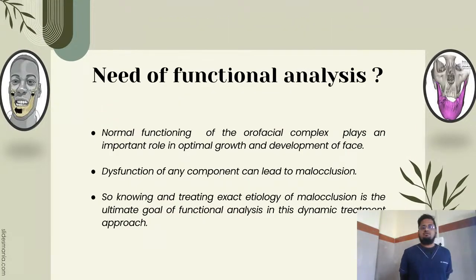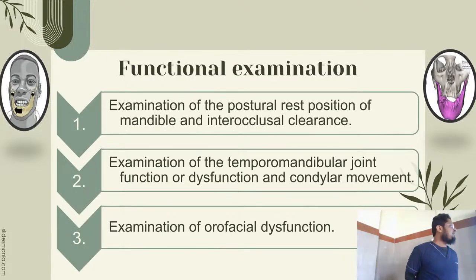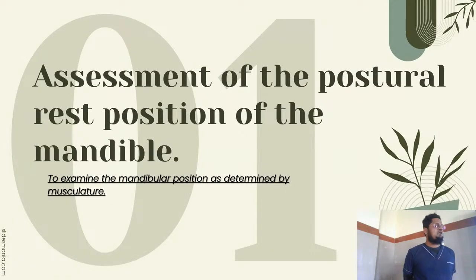So why do we need to do functional analysis? Because normal functioning of the orofacial complex plays an important role in optimal growth and development of the face. Dysfunction of any of the components can lead to the development of malocclusion, so knowing and treating the exact etiology of malocclusion is the ultimate goal of doing the functional examination in dynamic treatment. Functional examination has three parts: examination of the postural position of the mandible and the interocclusal clearance, examination of the temporomandibular joint function or dysfunction and condylar movement, and examination of orofacial dysfunction.